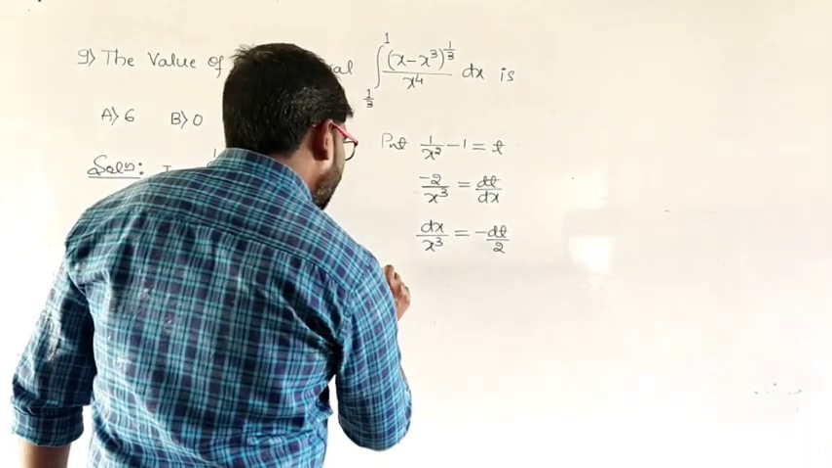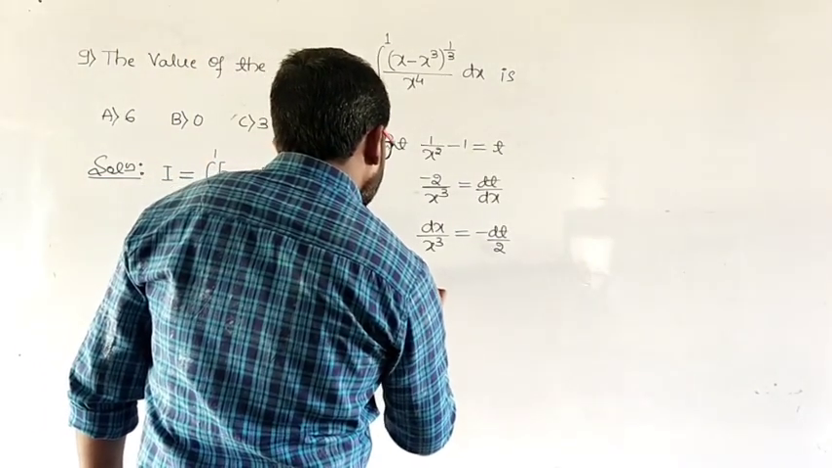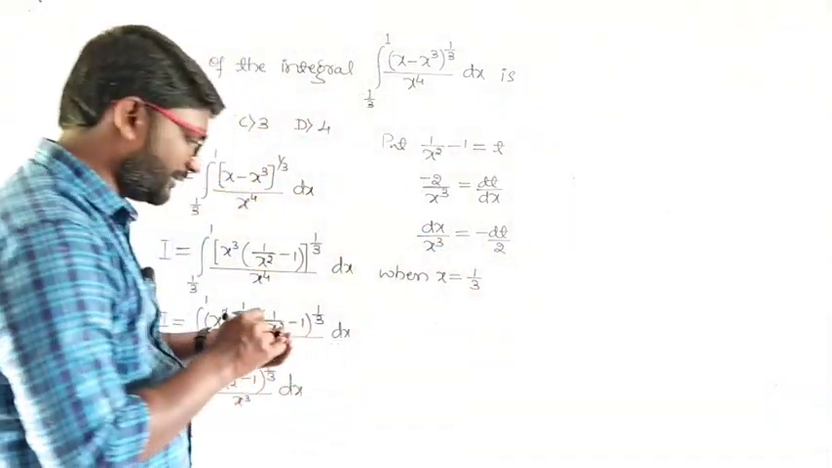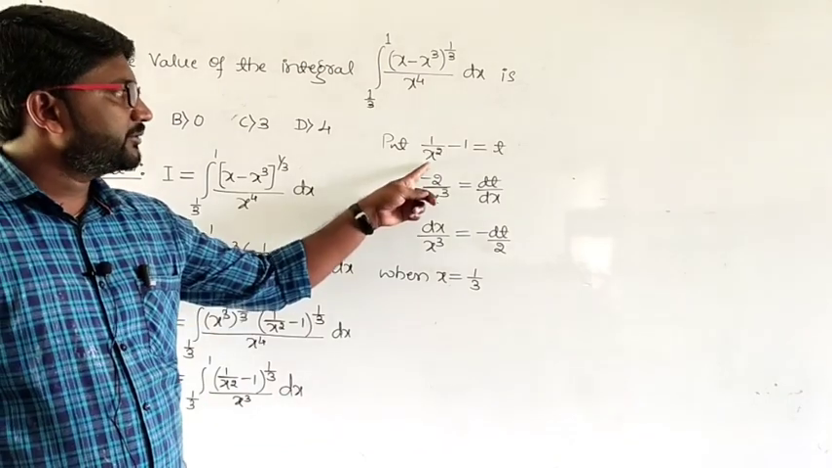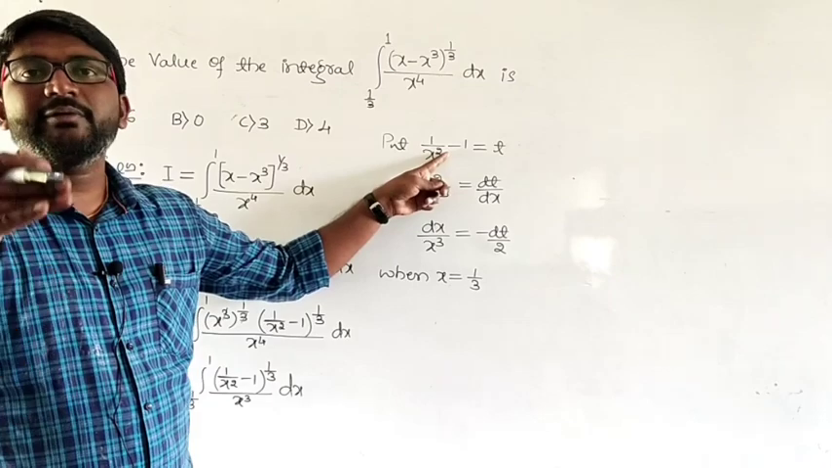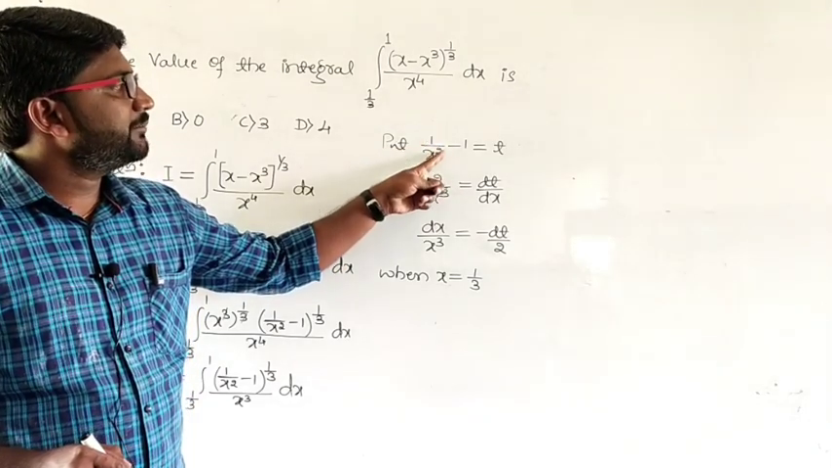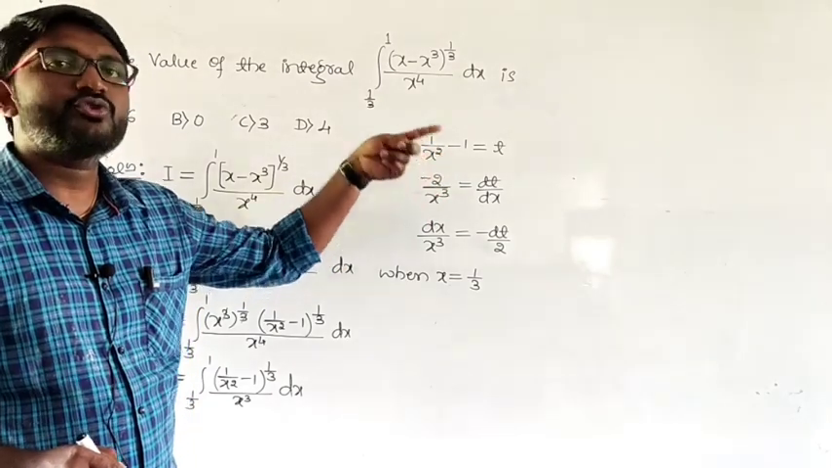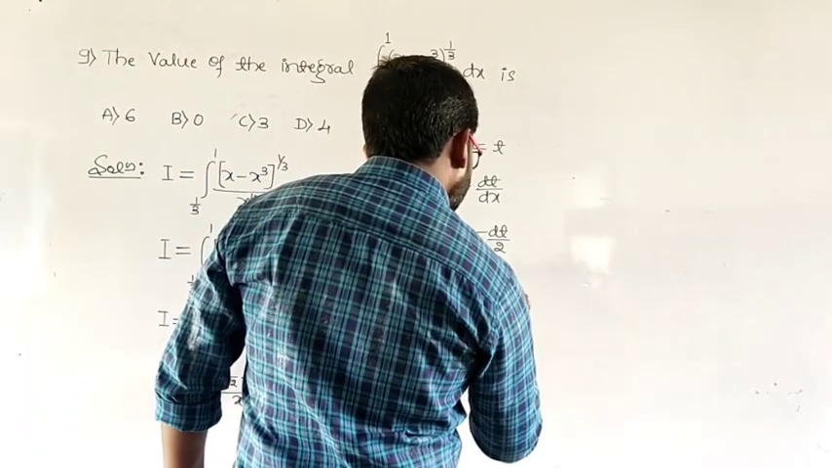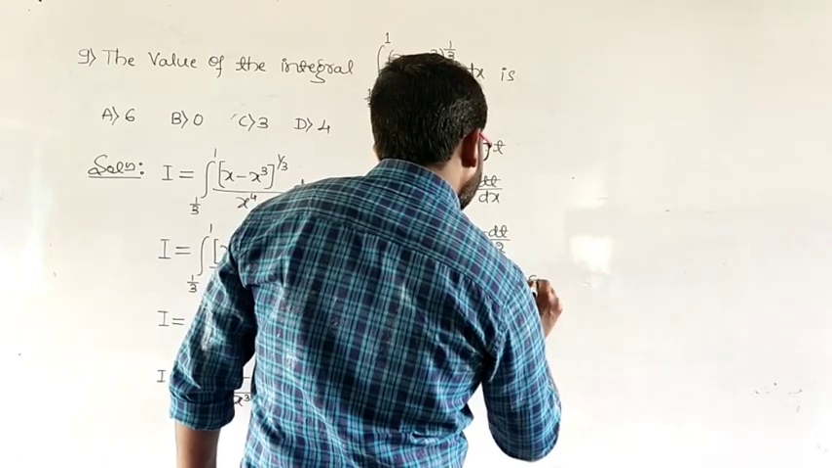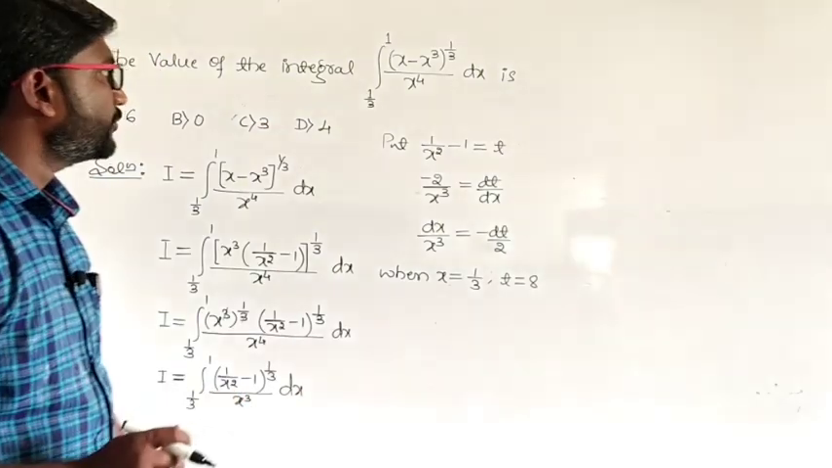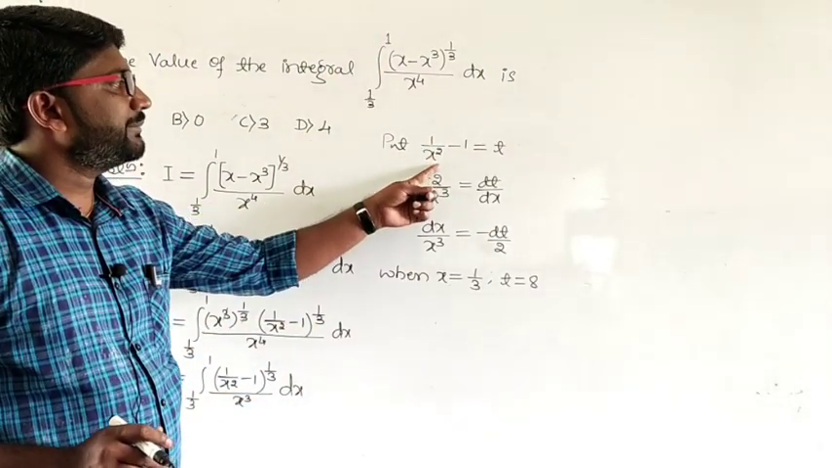So now when x is equal to 1 by 3, in place of x I have to write 1 by 3. 1 divided by 1 by 3 square, that will be 1 by 9. 1 divided by 1 by 9 will be 9. It goes to the numerator. 9 minus 1, it is 8. So t is equal to 8. Then now when x equal to 1, so 1 by 1, that is 1.